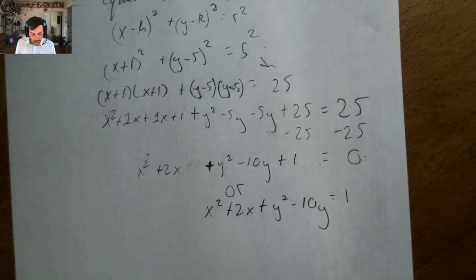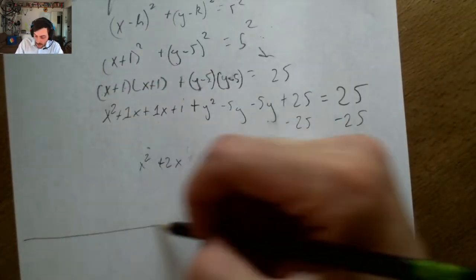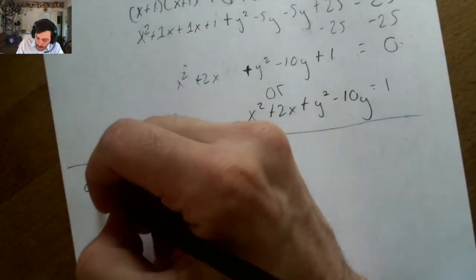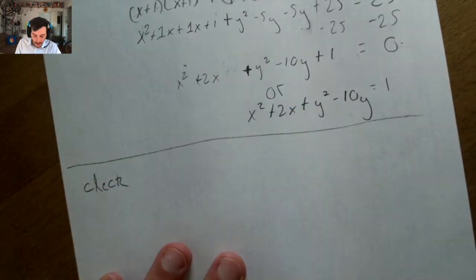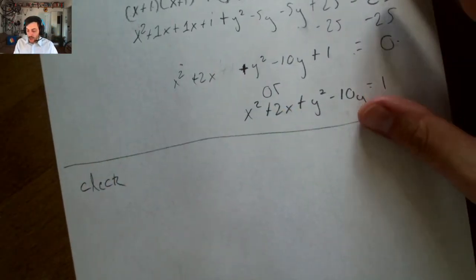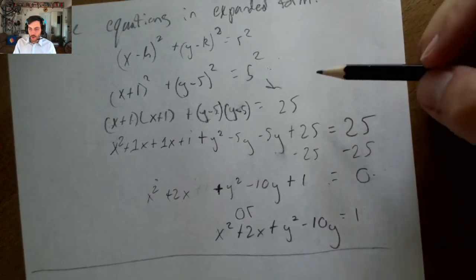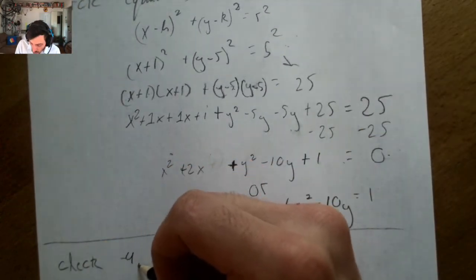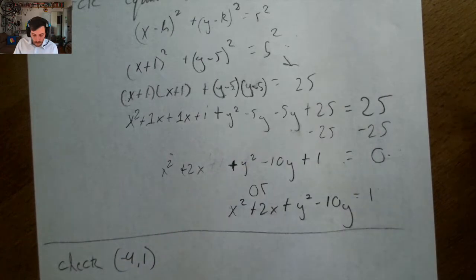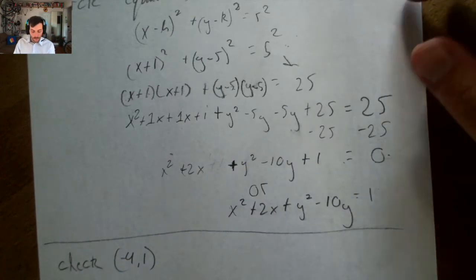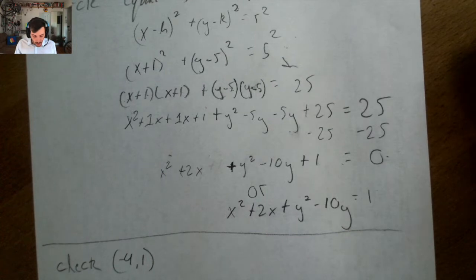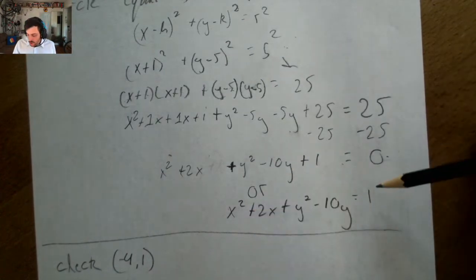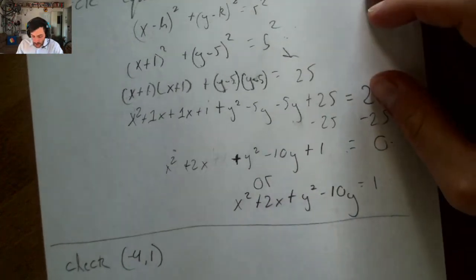Next, what we can do here is let's just do a test. Let's check our work in a sense. If we're going to check this, we can use the same point in both equations. The point that we're going to use right now is negative 4, comma 1. And we're going to just punch this value into our two equations here.